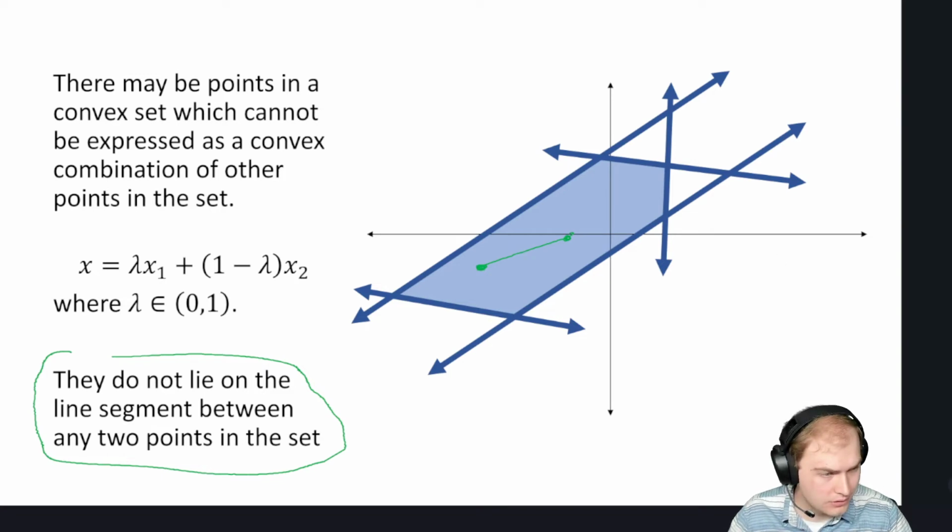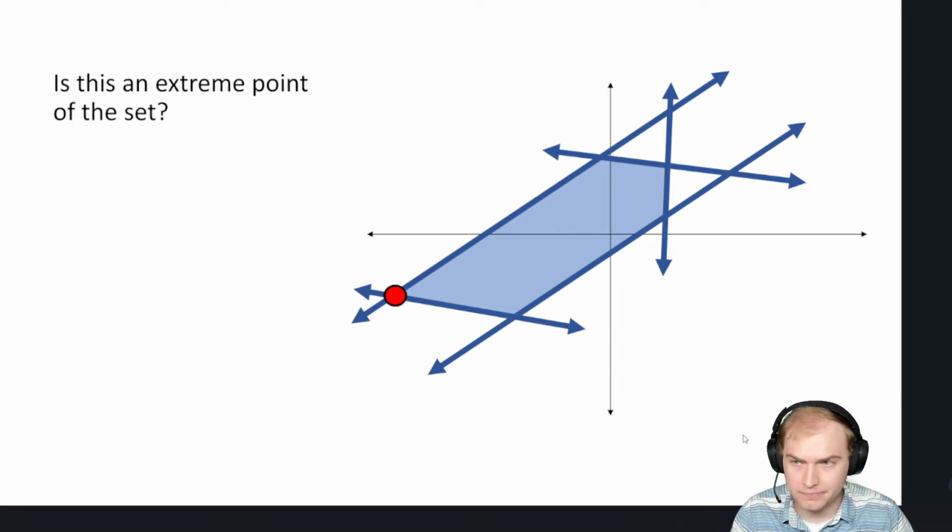But first, we have a few more polls. We'll let you guys think about whether some of these points are extreme. Is this an extreme point to the blue set that we have here? Can this be written as a convex combination of 2 points? Is it on a line between 2 points that are in the set?